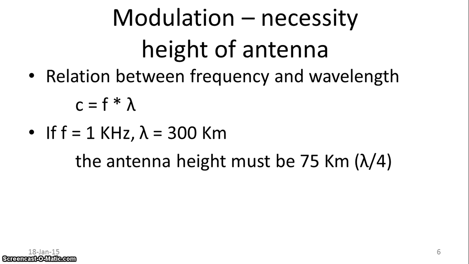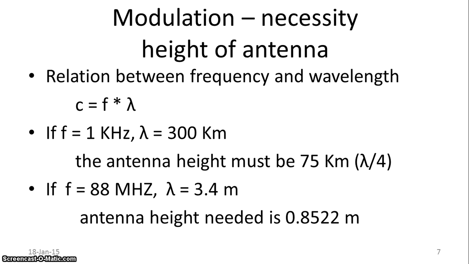To make it a practical value, what we can do is superimpose this 1 kHz modulating signal on a carrier, say 88 MHz. Then again, according to the formula c = f lambda, we can find out the value of lambda, which comes out to be 3.4 meters, and corresponding to this, the height of the antenna now needed will be approximately 0.85 meters, which is quite a practical value, and this is easy to construct.